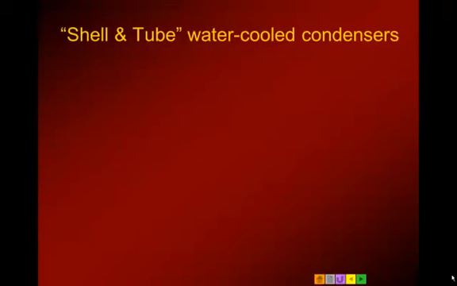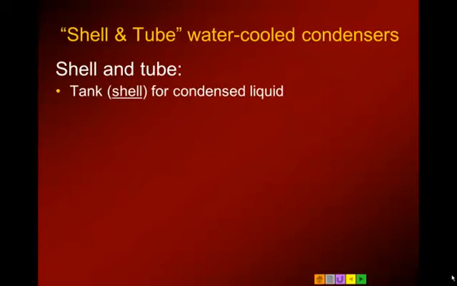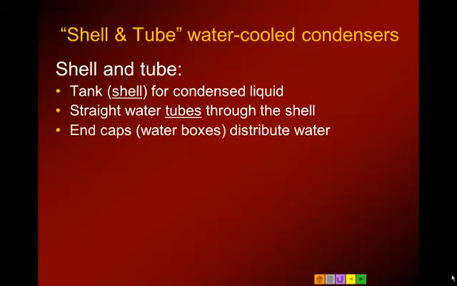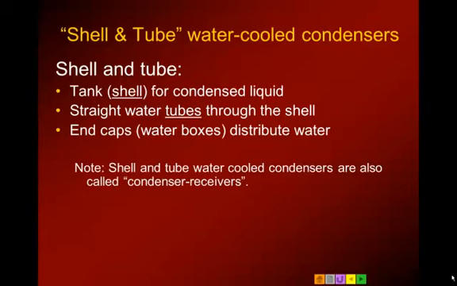Now there's something called a shell and tube water-cooled condenser, and in this case the tank, which is the shell, is for the condenser liquid. The straight tubes, which are the water tubes, go through the shell. The end caps are known as water boxes, which distribute water. So a shell and tube have end caps, and the end caps are commonly called water boxes. Note, the shell and tube water-cooled condensers are also called condenser receivers.